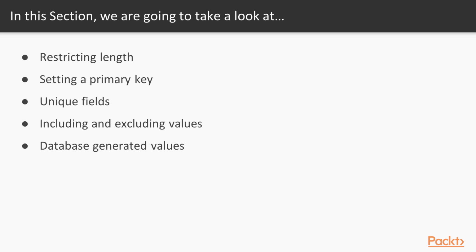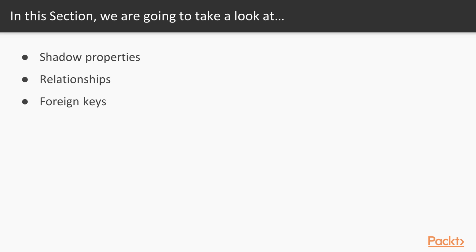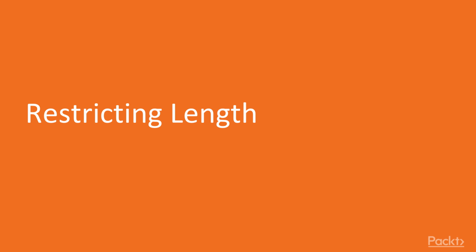Moving on, we will look into how we can include and exclude values, how to work with database generated values, and what shadow properties are. We will, of course, dedicate quite a bit of time studying relationships and foreign keys. Let's begin this section by restricting the length of string values in the database.